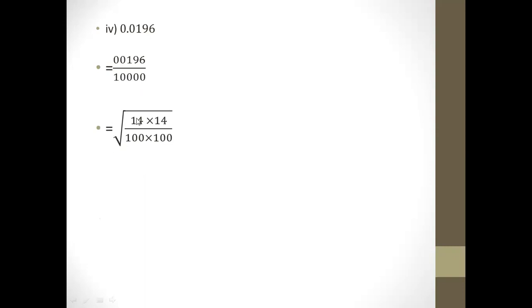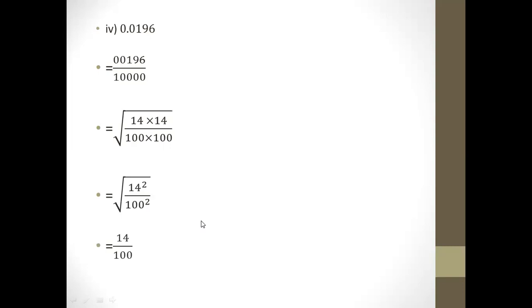How do you find the square root of this? 196 is 14 multiply 14. 14 14s are 196. You can check it. And 100 multiply 100. How? Look, 100 has 2 zeros. And when you take the square, it becomes 4 zeros. So 100 multiply 100 is the factor of 10,000. So you write it 14 power 2 and 100 power 2. Power 2 and power 2 cancel with the square root and you get the answer 14 by 100.